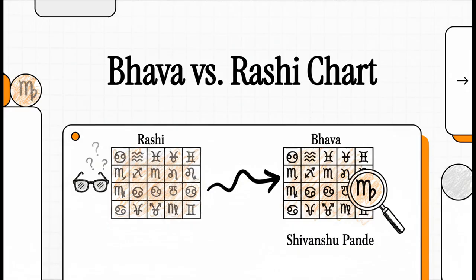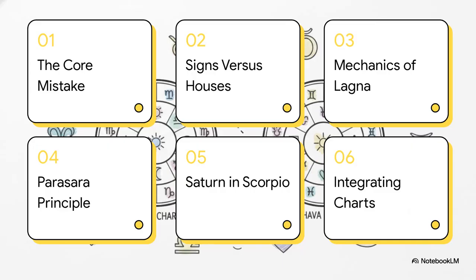His work reveals exactly why these misreads happen, and it all comes down to a critical difference between two main charts, the Rashi chart and the Bhava chart. Here's our roadmap for this explainer. First, we'll look at the core astrological mistake. Then, signs versus houses. Third, the mechanics of the Lagna. Fourth, the Parasara principle. Fifth, we'll look at a proof using Saturn and Scorpio. And finally, how to integrate both charts.